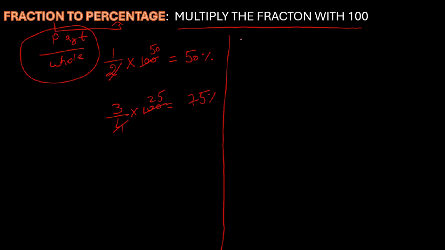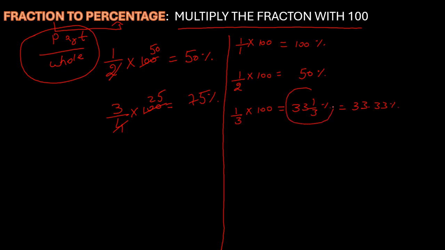Let us start with 1 by 1 as a fraction, and to convert this into percentage, I multiply this with 100. This gives me 100%. Next is 1 by 2. 1 by 2 into 100 gives me 50%. 1 by 3 into 100 gives me 33 1 by 3%, which is also equal to 33.33%.